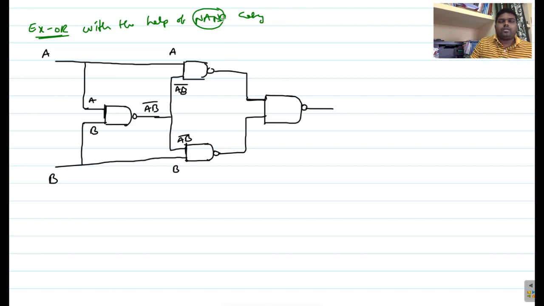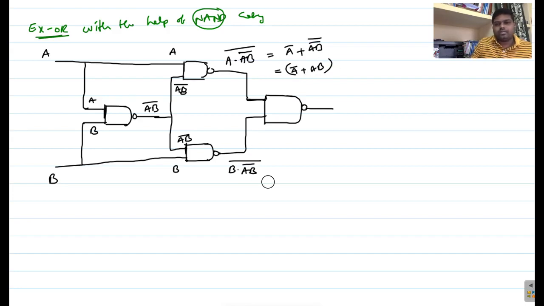Okay. So now what you will get here is A into AB bar whole bar, and here B into AB bar whole bar. Now if you simplify this, you will get A bar plus AB bar whole bar. Now that equals to what? A bar plus AB, right? And here also the same thing, B bar plus AB bar whole bar. Now you will get B bar plus AB.